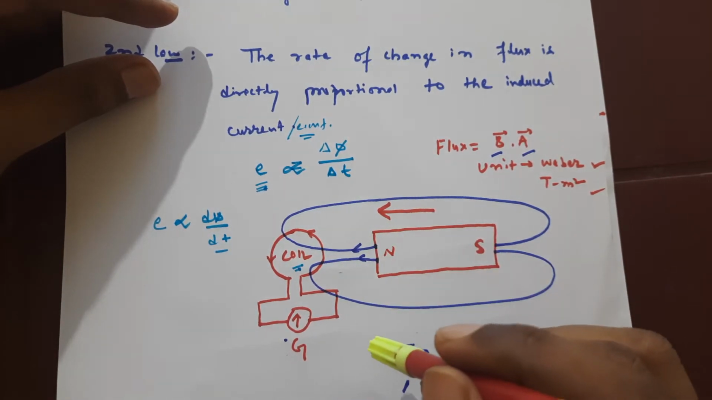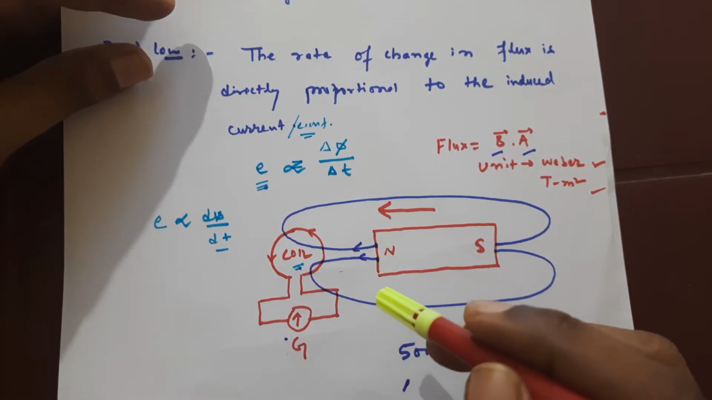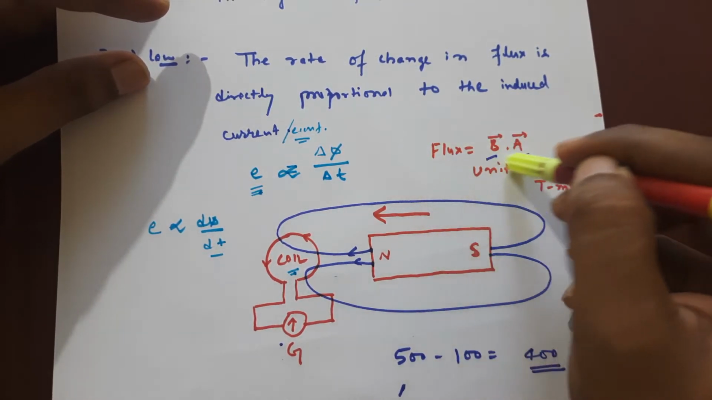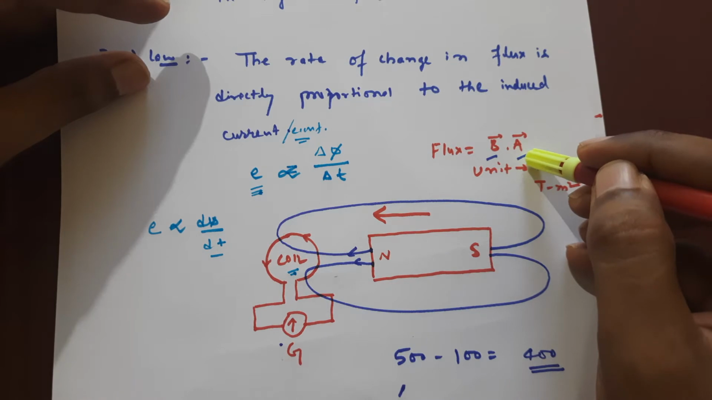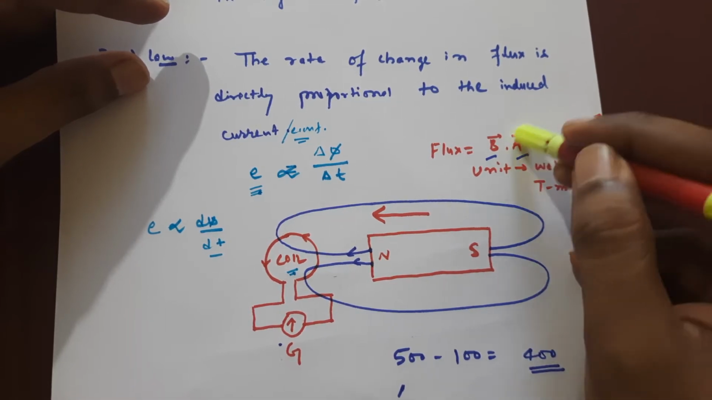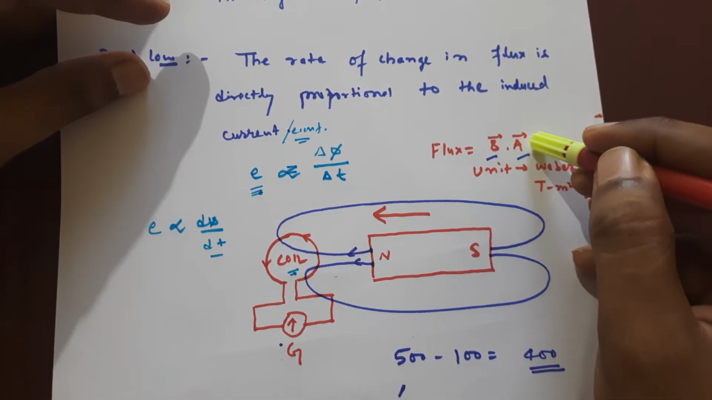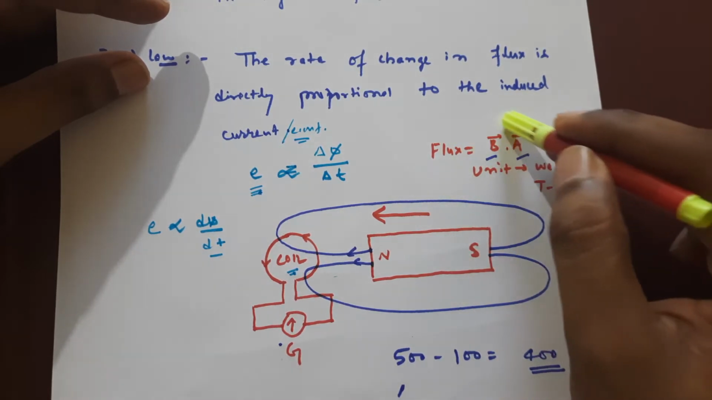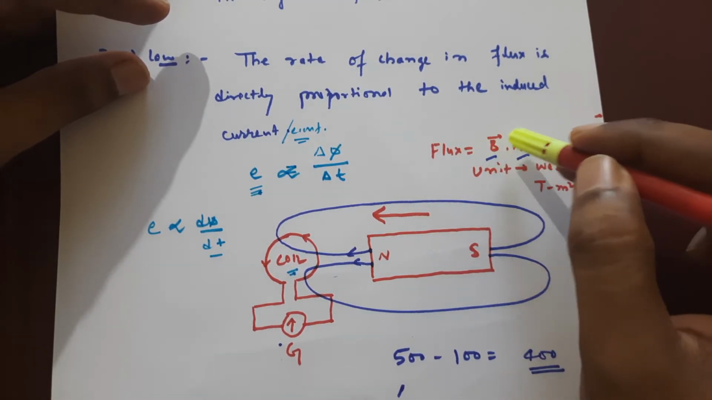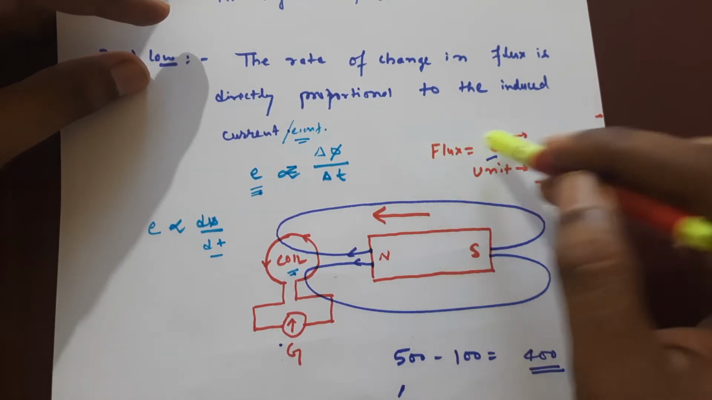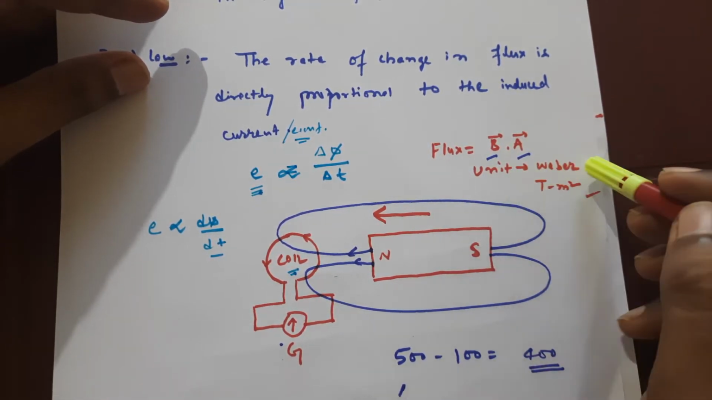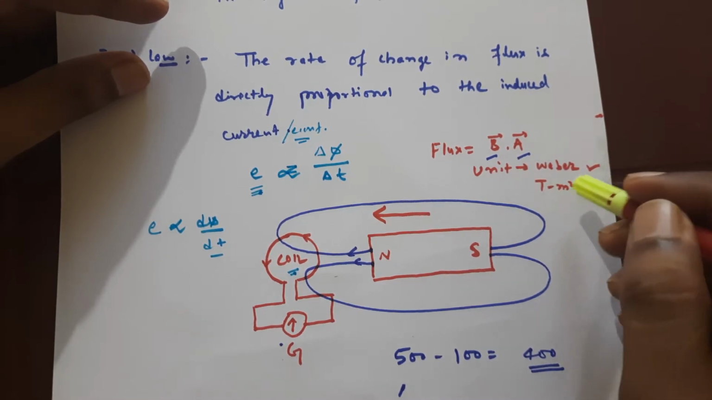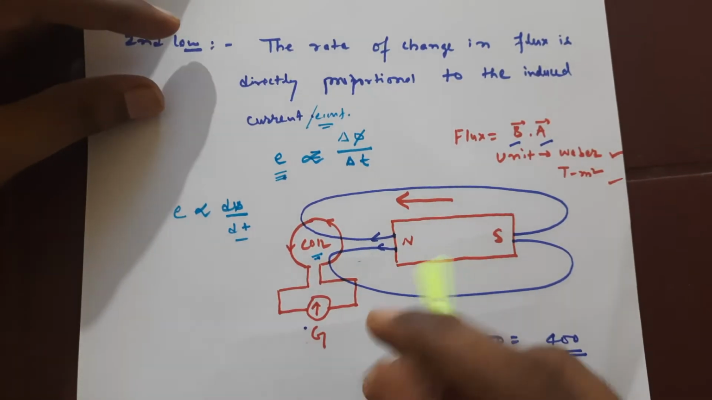So, there is a term called magnetic flux. What is called magnetic flux? So, magnetic flux is the dot product of the magnetic field and the area vector. Remember, area is not a scalar quantity, it's a vector quantity. So the dot product, that means that flux is a scalar quantity and its unit is Weber, or you can also say Tesla meter square. Okay, coming to the topic.